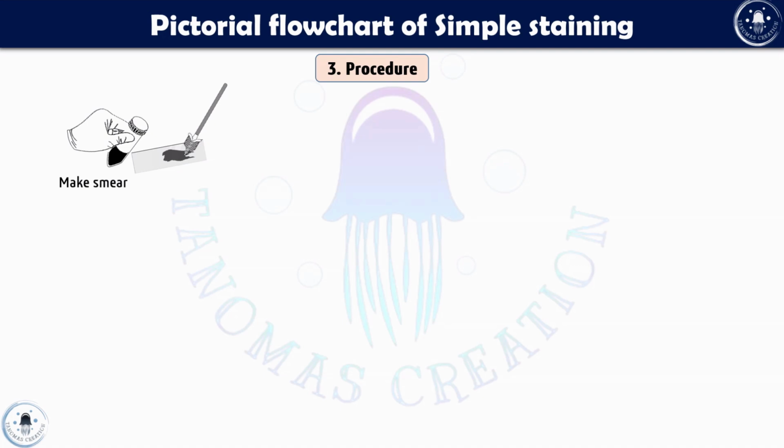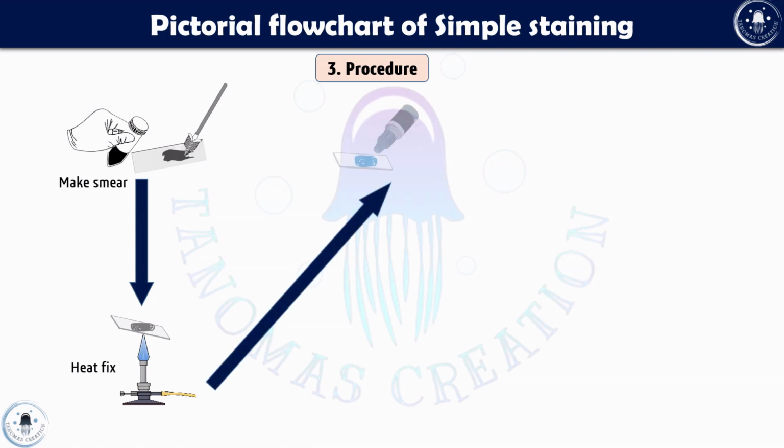Now you make a smear, you air dry it, and then you do the heat fixing using a Bunsen burner. After that you put a positively charged dye, like this blue color dye which is methylene blue, or a negatively charged dye.